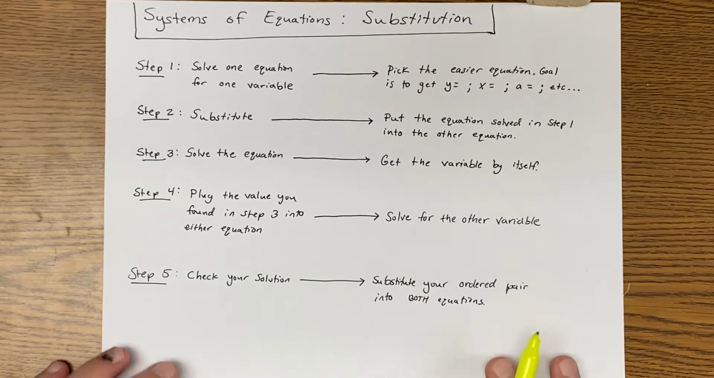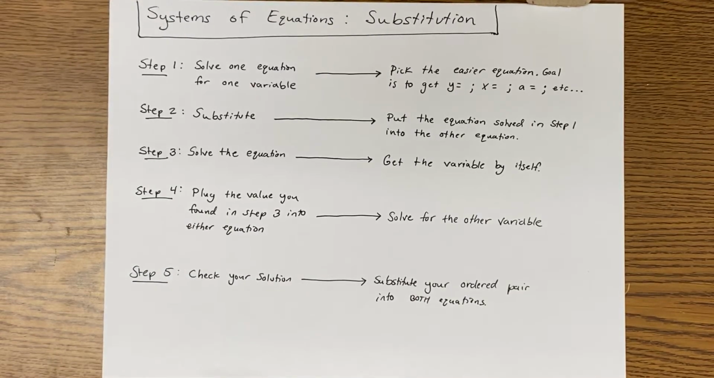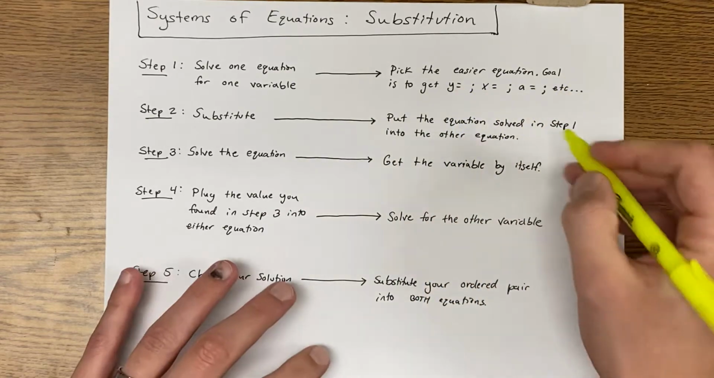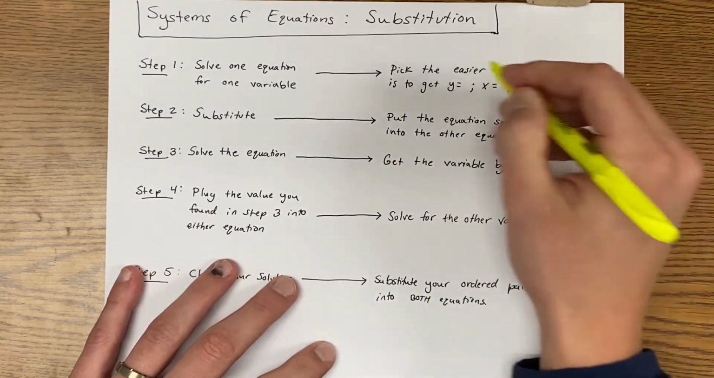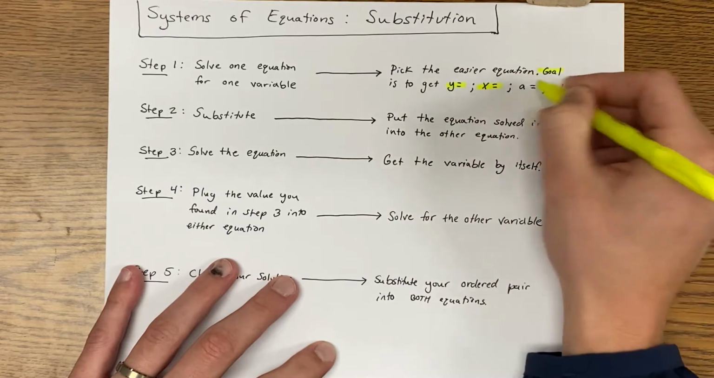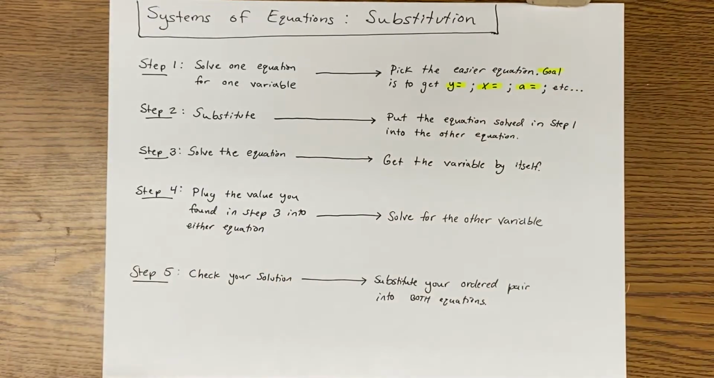Okay, so we have 5 steps here we're going to look at when solving an equation with substitution. Step 1 says solve one equation for one variable. So we're going to pick the easier equation. The goal is to get y equals or x equals something. We're going to get y equals maybe mx plus b, something that looks like slope-intercept form. We could also solve for x and get x equals 4y plus 8, something like that.